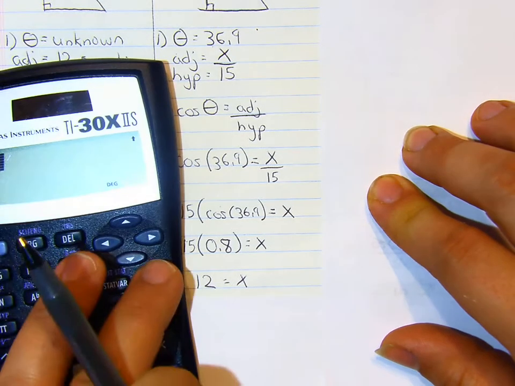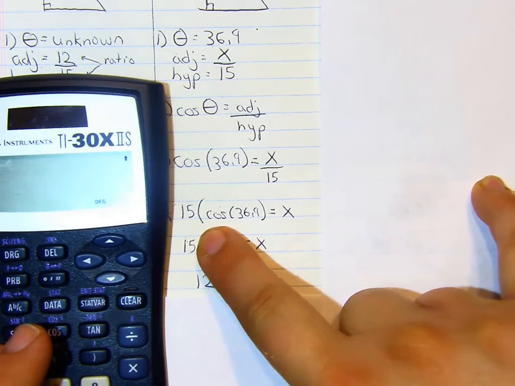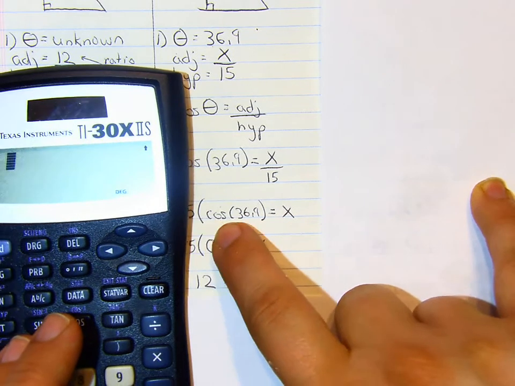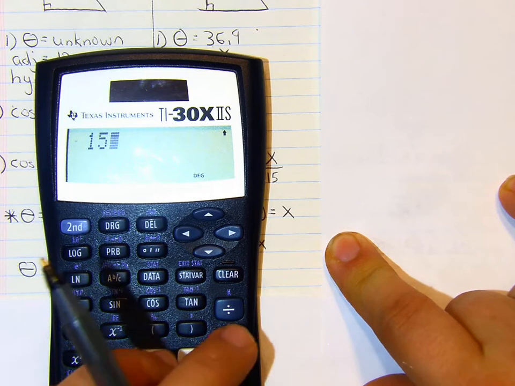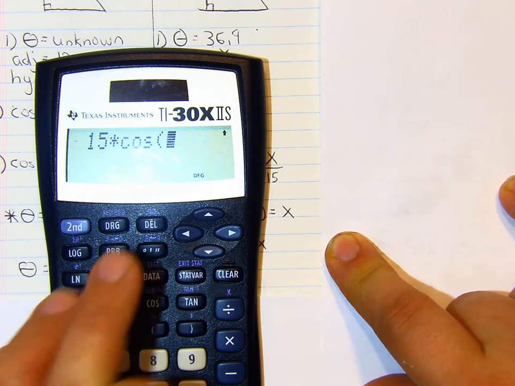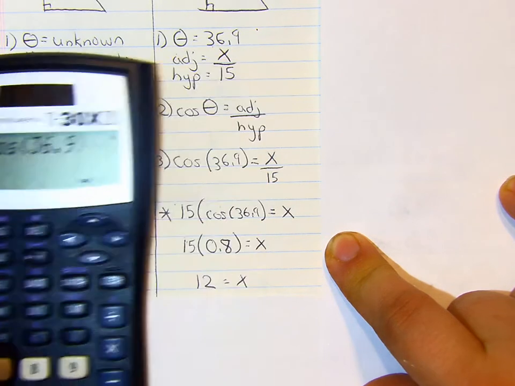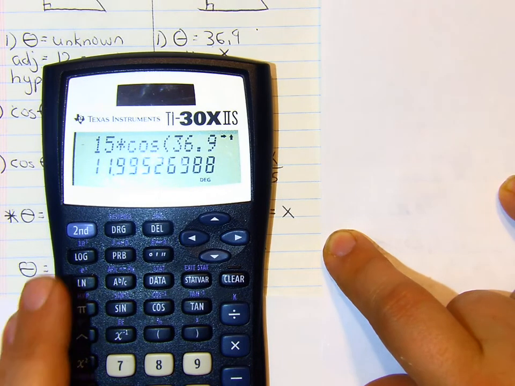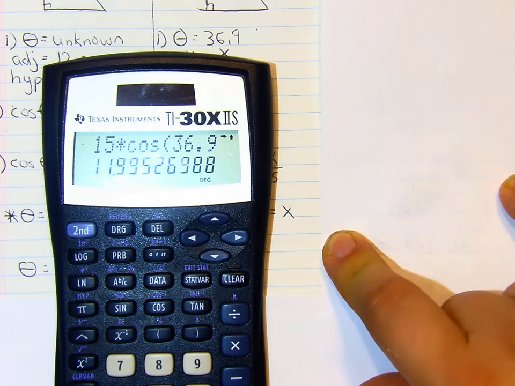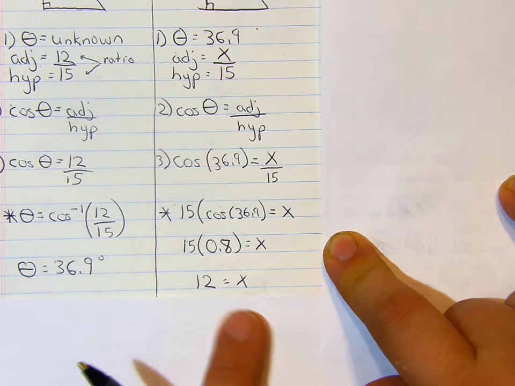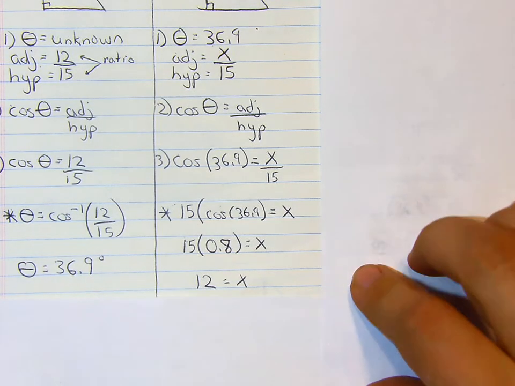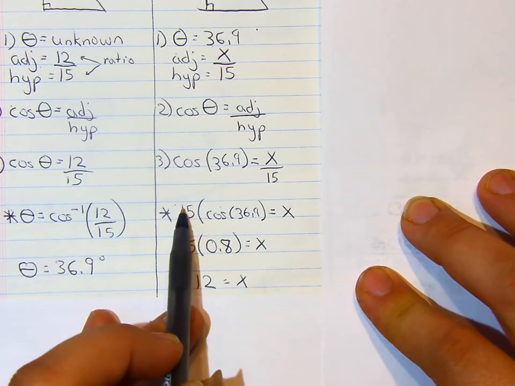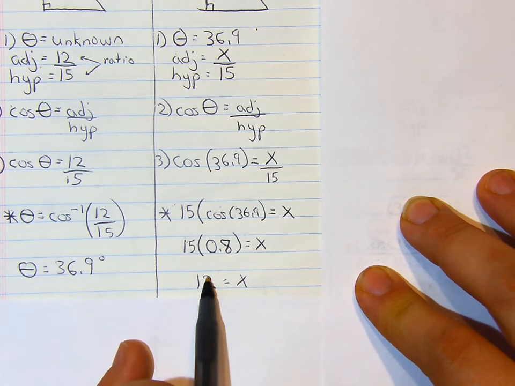And so in my calculator, all I have to do, and it doesn't matter whether you do cosine 36.9 first, times 15, or 15 times cosine 36.9. So that's all I've entered into my calculator. And I get 11.99, which is basically 12. Okay. So this is all I had to enter into my calculator: the hypotenuse, my angle, and I solved for my adjacent.